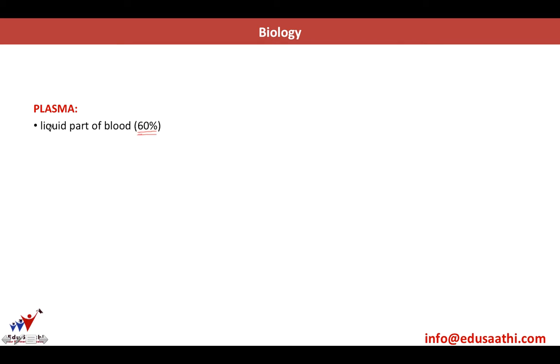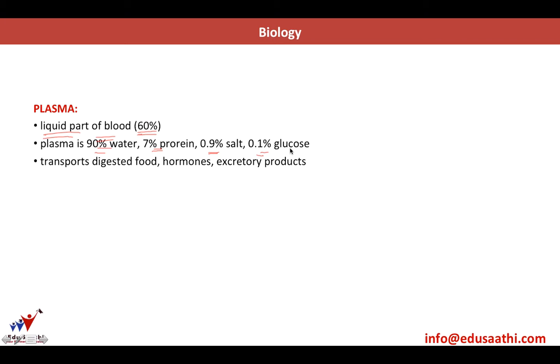So 60% of the blood is formed out of the liquid part, which is known as plasma. Out of the 60%, 90% is water. So plasma is 90% water, 7% protein, 0.9% salt, and 0.1% glucose. The remaining substances are in very low quantity. The function of plasma is the transportation of digested food, hormones, and excretory products from the body.